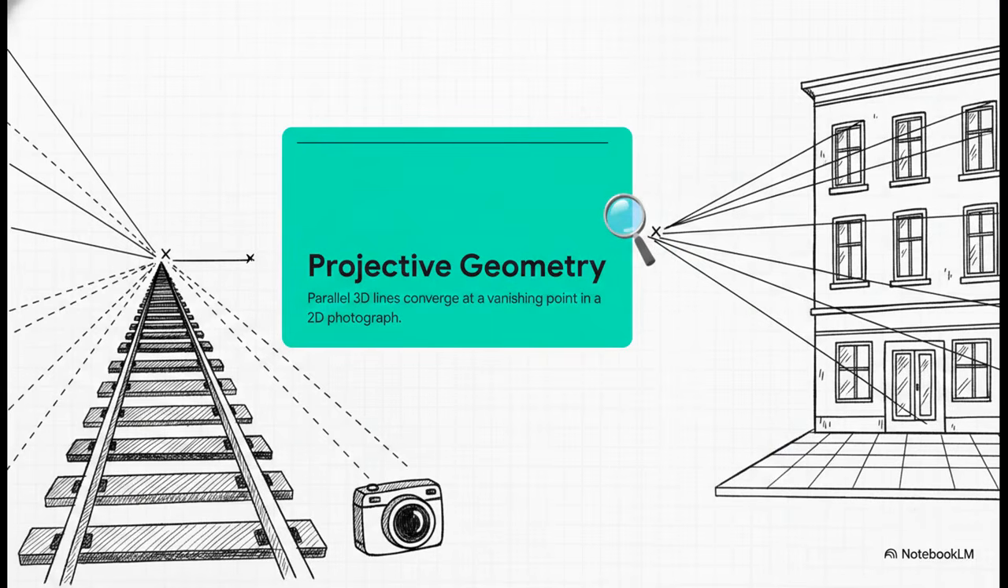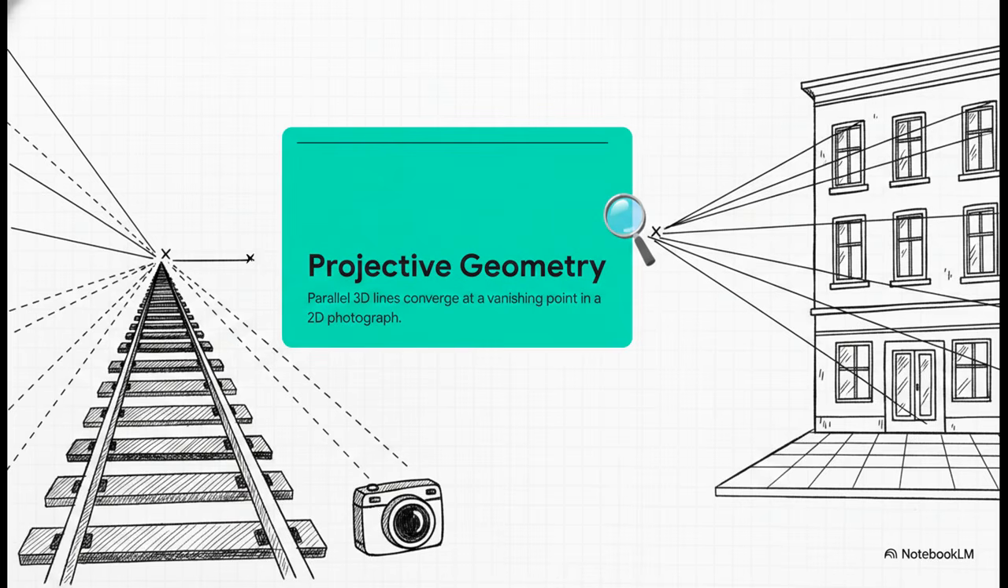Beyond shadows, we have projective geometry. Imagine standing right in the middle of parallel railroad tracks. Actually, quick aside, please don't really do that. But if you're taking a photo standing between the tracks, you know in the physical world, those tracks are going to remain parallel forever. But the moment you snap a photograph, turning a 3D space into a 2D image, those parallel lines will appear to converge at what we call a vanishing point.